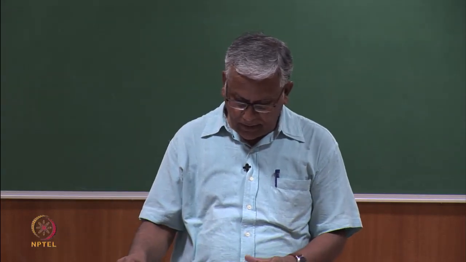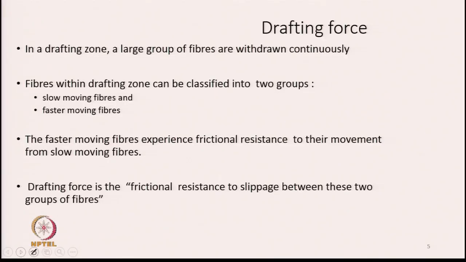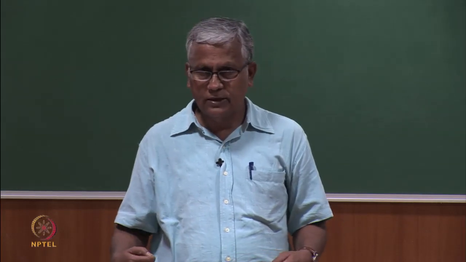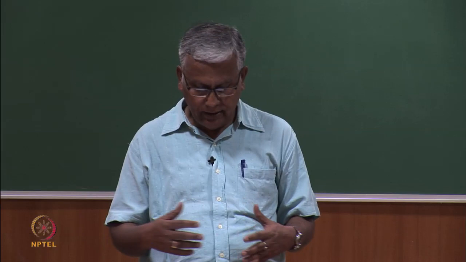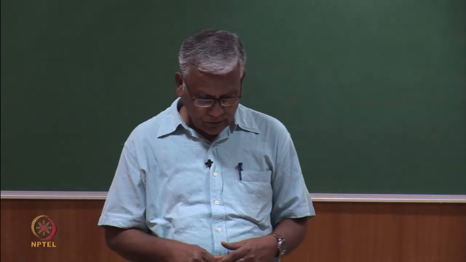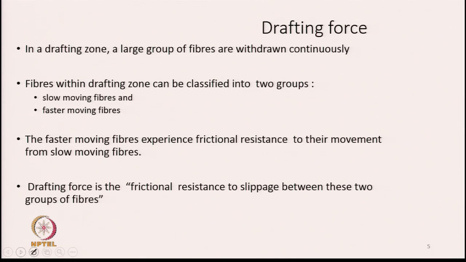The faster moving fibers experience frictional resistance to their movement from slow moving fibers. Obviously, slow moving fibers will try to resist them, as they are moving at a lesser speed. The faster moving fibers which are in contact with them are trying to move at a faster speed, and hence there is going to be a resistance, because they are in contact with each other. So, drafting force is the frictional resistance to slippage between these two groups of fibers.